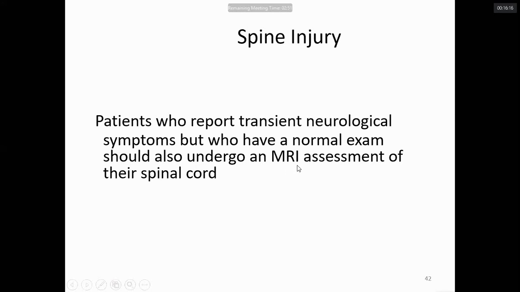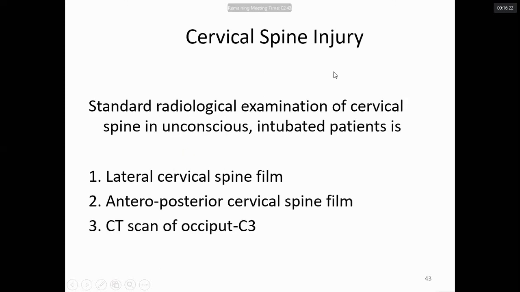So in cervical spine injury, the standard radiological examination of the cervical spine in an unconscious or indicated patient is a lateral cervical film, an anterior posterior cervical film, and a CT scan of the occiput.